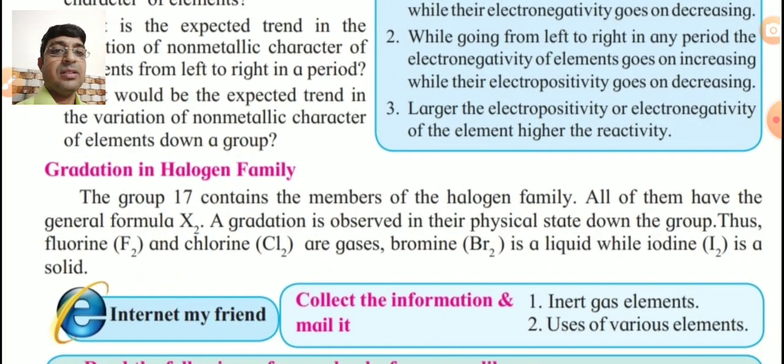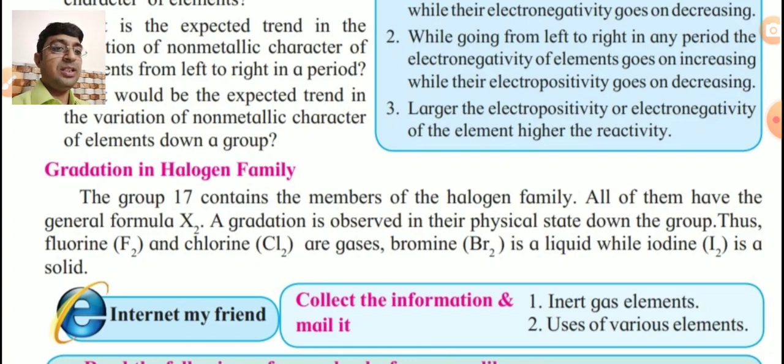Last point, gradation in the halogen family. All these halogen elements are placed in the modern periodic table in group number 17. Group 17 contains the members of the halogen family. All of them have the general formula X2. X2 means two atoms of these halogen elements combine to form a diatomic molecule.